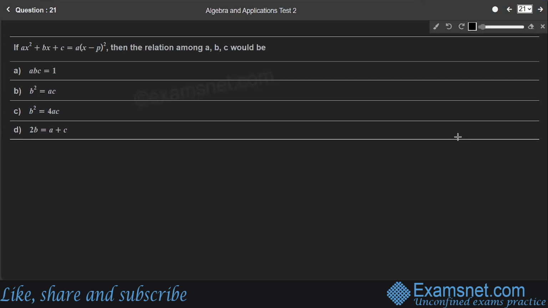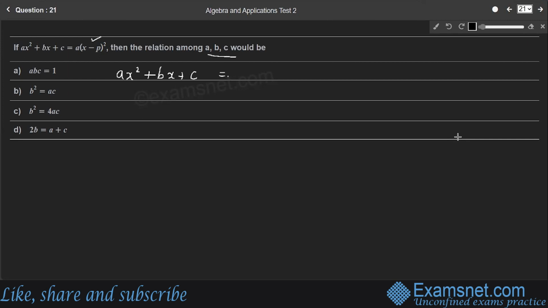Question 21. If ax square plus bx plus c is equal to a into (x minus p) the whole square, then the relation among a, b, c would be, right? So let us consider the left hand side part. ax square plus bx plus c is equal to the right hand side. Let us solve the right hand side part.